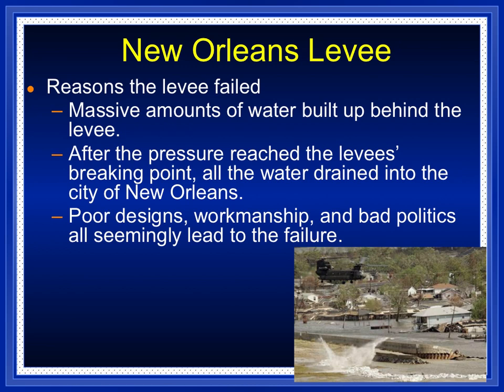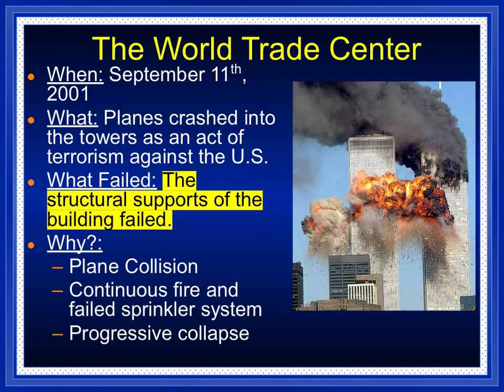After the pressure reached the levee's breaking point, all the water drained into the city of New Orleans. Okay, so as the water level built up and rose behind the levee, it applied so much pressure that it began to crack and then it broke. And that's when the water came in. Poor designs, workmanship, and bad politics all seemingly led to the failure. Next, we'll move on to the World Trade Center.